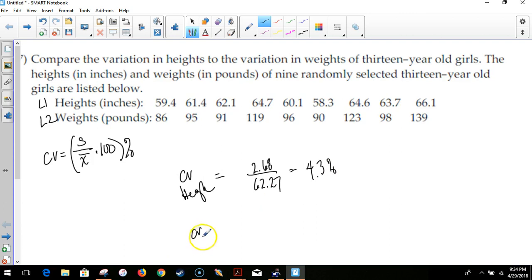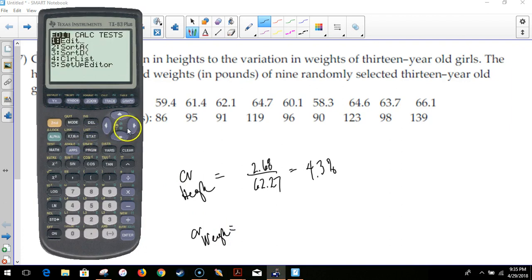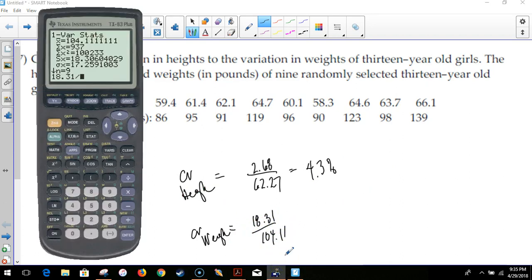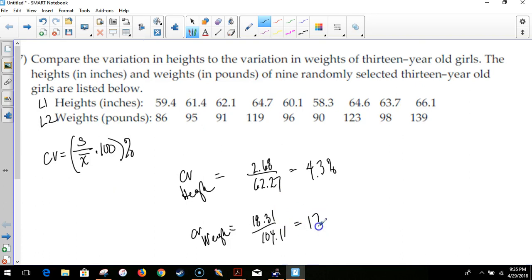Now I'm going to find the coefficient of variation for the weight. I already have it in, so I'm going to say Stat, Calc, 1 vars, but I need it to go into L2. If you don't have it in L2, you'll need to go back, rewrite over L1, and rerun it. I get 18.31 and a 104.11. And that is going to give me a much larger coefficient of variation, 17.59. So weights vary more.